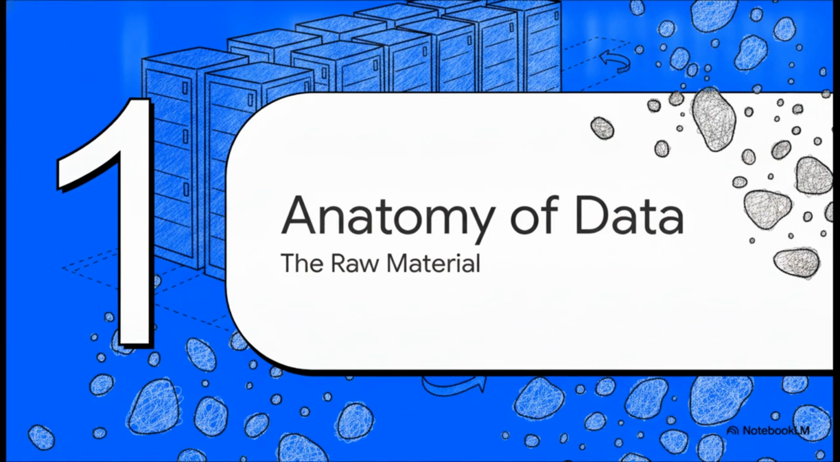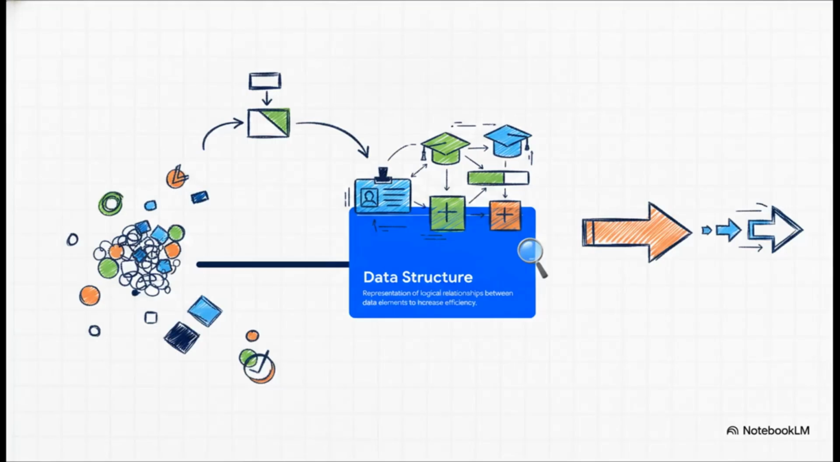All right, let's kick things off with section 1, the anatomy of data, the raw material. So when we're organizing our digital warehouse, data rarely exists in a vacuum, right? A data structure is the structural representation of the logical relationship between data elements. Basically, it's used to manage data flow and drastically increase the efficiency of a program.